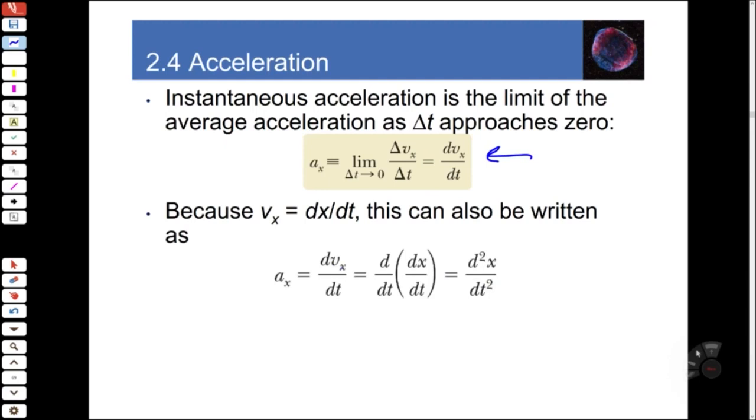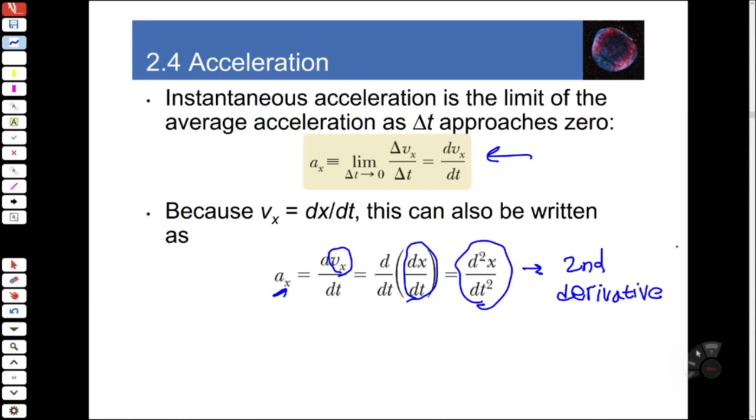And now, v_x was already a differentiation, so a_x is differentiating the position twice with respect to time. In mathematics, it's called the second derivative. If you don't know this differentiation, you must learn it. Okay, there's nothing that I can do about that.